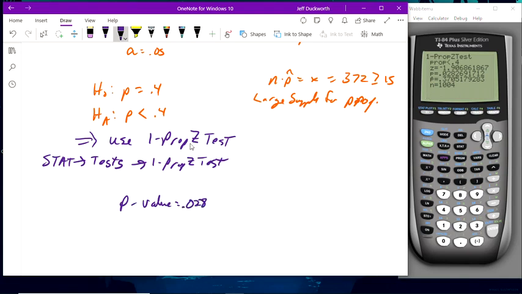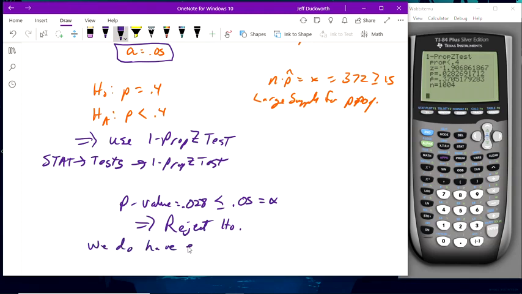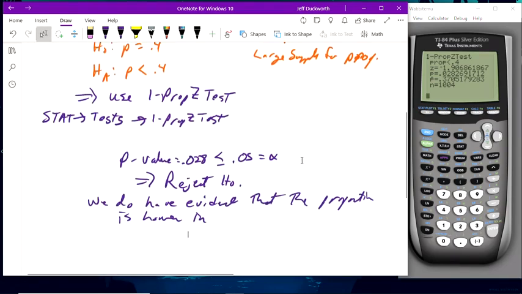Well, how does that compare to alpha? Alpha is up here at 0.05. That's less than or equal to 0.05, which is alpha. Well, when our p is low, the null must go, is kind of the little rhyme for it. So we reject again. This means we do have evidence that the proportion is lower in, what was it, 2005 than in 1995.